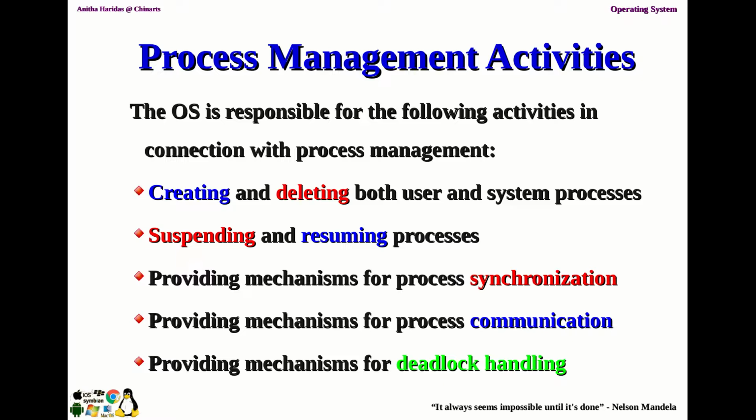So the process manager is responsible for creating the process, deleting the process, suspending the process, resuming the process, and managing inter-process synchronization and inter-process communication. And apart from that, if any deadlock happens, or rather, not just after the deadlock happens, deadlock must be prevented, or deadlock must be handled, or deadlock must be detected. We'll be discussing all these things in detail in the second module, right? So these are the different activities of process management.